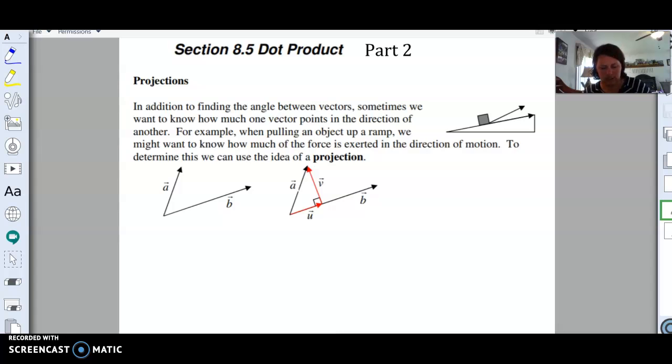Alright, so we're moving on to section 8.5 part 2, which talks a little bit more about the dot product and what things that we can do with the dot product. So for right now, we are going to discuss what we mean by a projection.